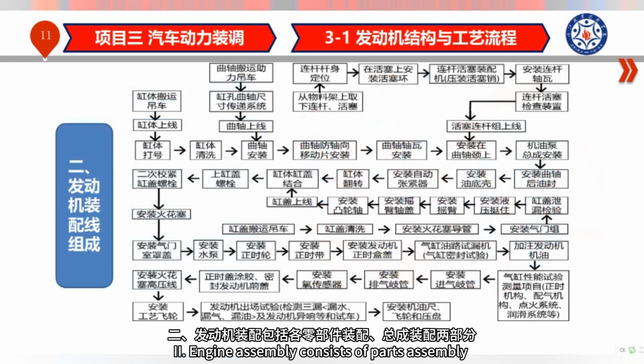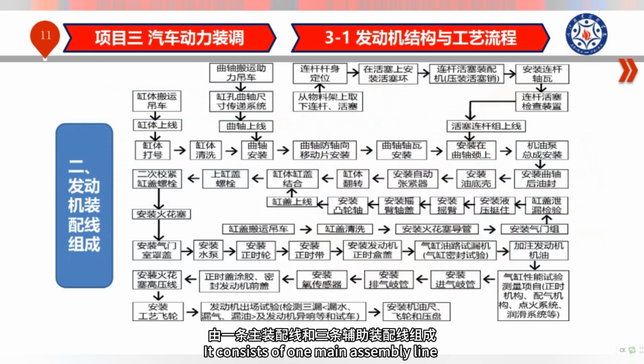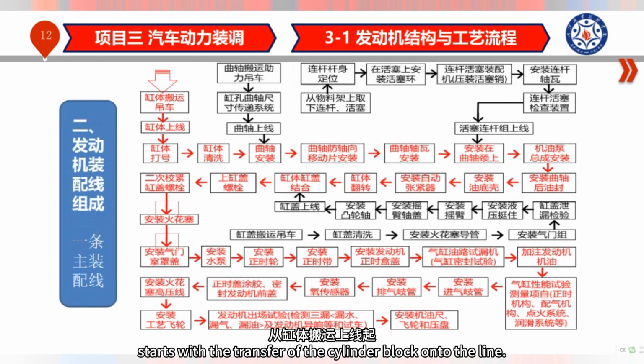Second, engine assembly consists of parts assembly and engine module assembly. The figure shows a typical engine assembly line. It consists of 1 main assembly line and 3 auxiliary assembly lines. The main assembly line process starts with the transfer of the cylinder block onto the line.